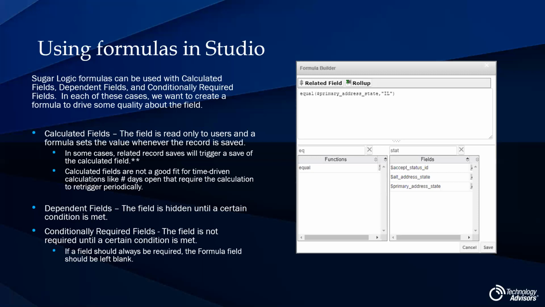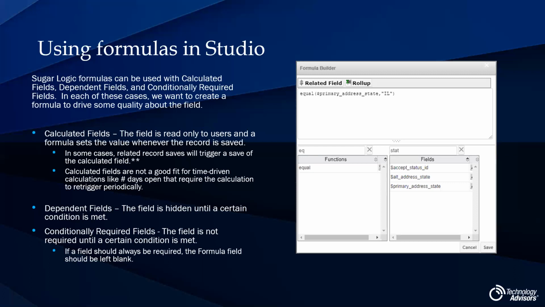Then in the lower left, you have functions, where you can see all of the functions that Sugar Logic allows. Here I've typed in the filter EQ so you can see equals. If you hover over the equal in the functions, it'll give you a little help text about it. And then on the right, you have fields, where you can see all of the fields that are available on the module you're currently looking at within Studio. And then, of course, you can filter there for fields.